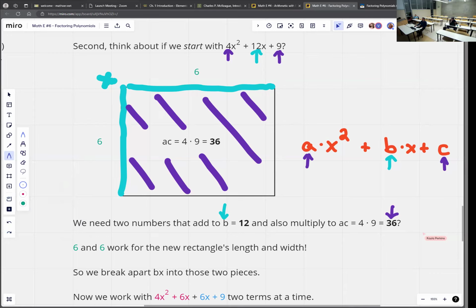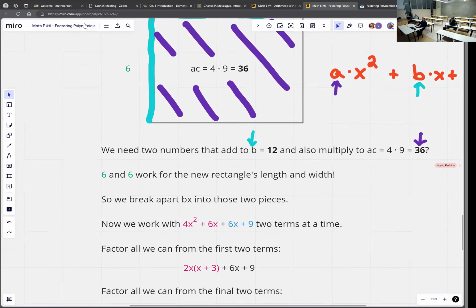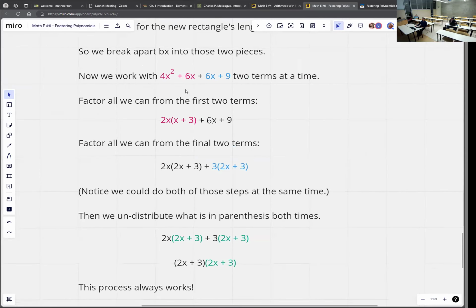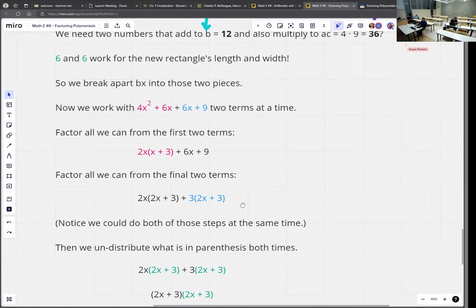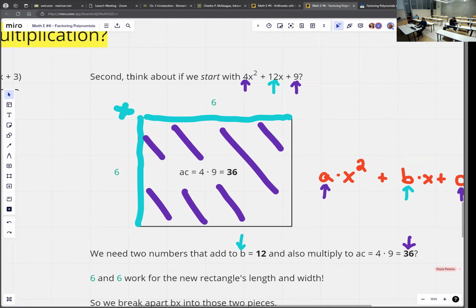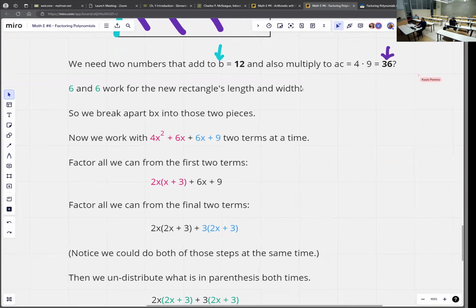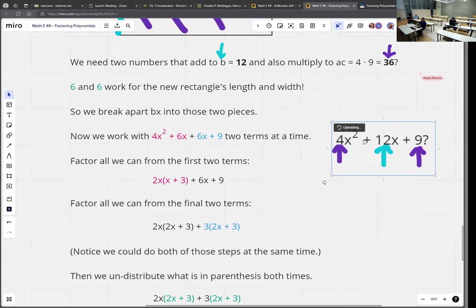So I'm going to take my original thing I had way up here and break it apart. Where there was a 12x, since 12 is 6 plus 6, I am going to break it apart into 6x plus 6x. So let me steal this and put it down where we're going, so you can see that thing.